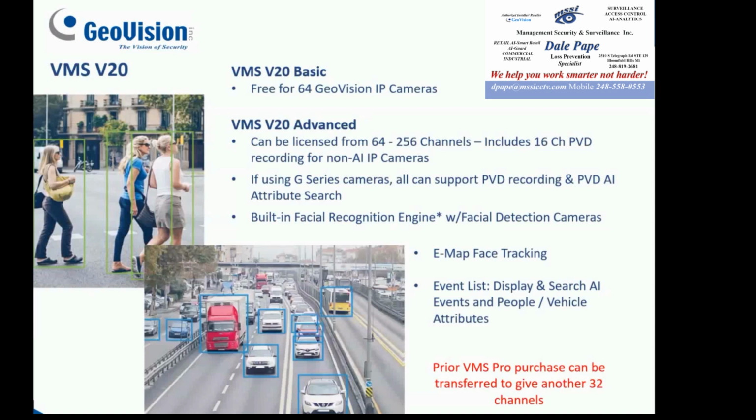You will also have the ability to purchase what we call VMS V20 Advanced. This is a license that is a one-time fee. It can be purchased in increments of 32 channels. The first license would start you out at 64 channels. That gives you 16 channels of people and vehicle-based detection recording for any non-analytics cameras. So no matter what camera you connect to the VMS V20 Advanced, you would have the ability to record solely on people and vehicle detection events, not just regular motion. Again, you can also purchase incremental licenses all the way up to 256 channels on one server.